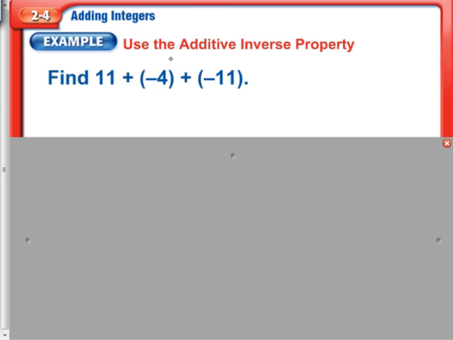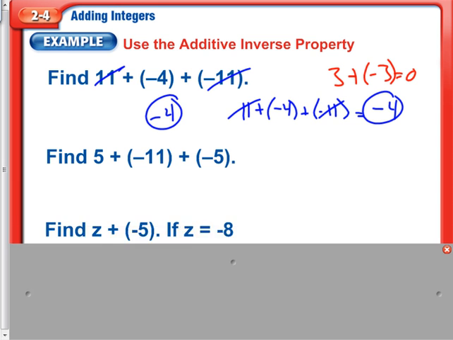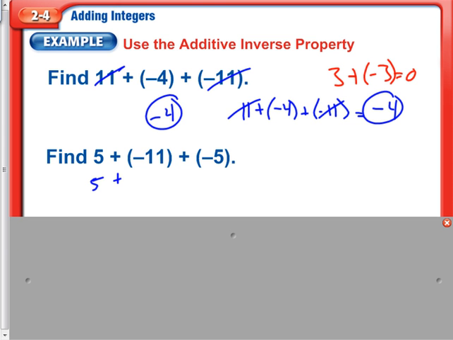All right, so now it says use the additive inverse. Remember, additive inverse would be like 3 plus negative 3 equals 0. So if we know that they cancel each other, we can just say that 11 and negative 11 cancel, so our answer is 4. Now, of course, in homework, you're going to copy 11 plus negative 4 plus negative 11, and you're going to say that equals negative 4, and you can go ahead and cross these things out, and there's your answer. Same thing here, copy it, we go 5 plus negative 11 plus negative 5, and our negative 5 and 5 cancel, we're left with negative 11.